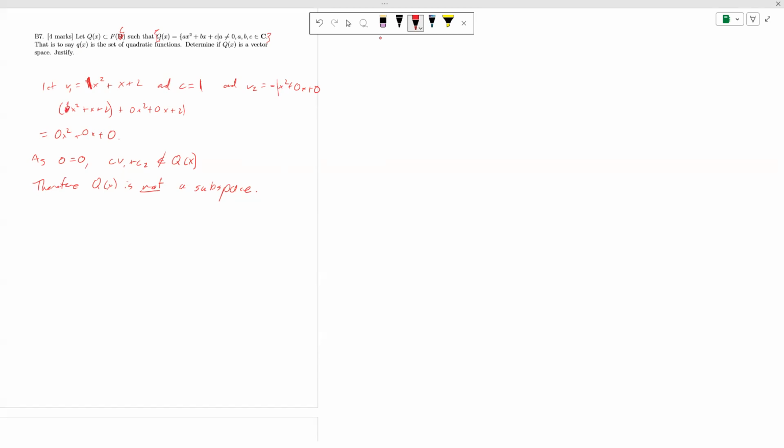Then what we get is 1 plus minus 1x squared, and this is going to equal 0x squared plus x plus 2. And as 0 equals 0, this linear combination is not in our set of quadratic functions. So the set of quadratic functions is not a subspace, as this leading term is going to be 0, which doesn't satisfy our definition.